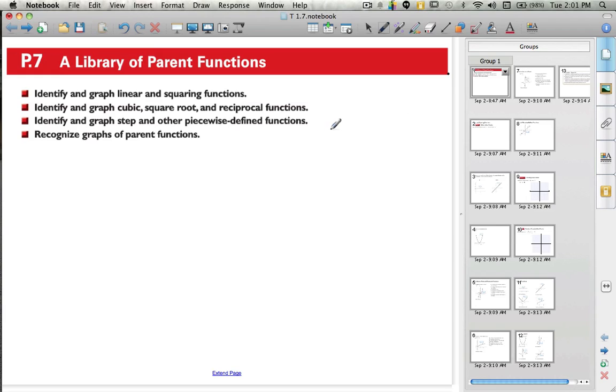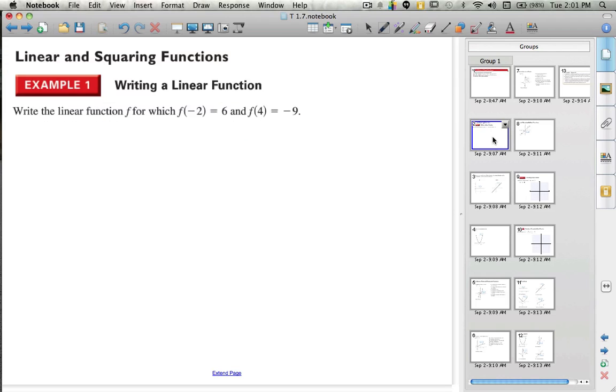In section 7, we're going to work with identifying and graphing linear and squaring functions, identifying and graphing cubic, square root, and reciprocal functions, identifying and graphing step and other types of piecewise functions, and recognizing the graphs of parent functions. So you notice like identify and graph, identify and graph. Mostly this is about being able to visually recognize and identify different types of functions.